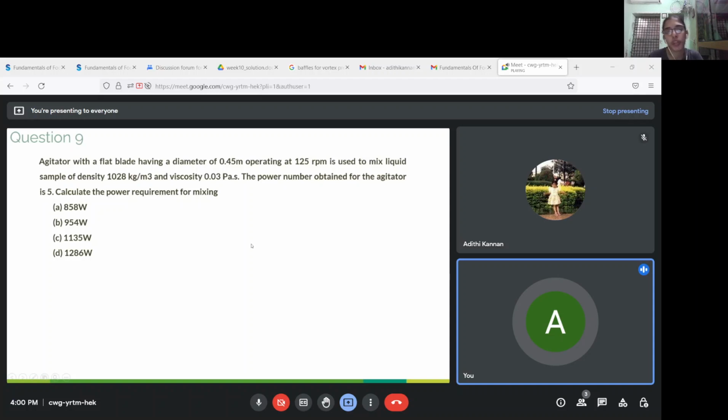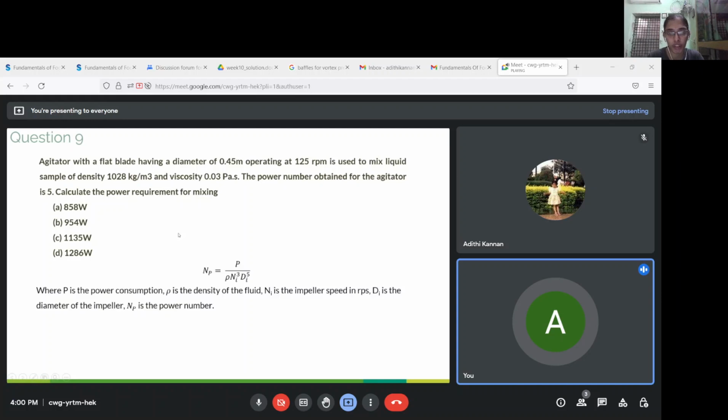So we discussed in the previous slides what a power number is. The power number relates your power requirement for mixing to the operating variables that you have. The diameter of the impeller is 0.45 meter, the speed at which you're rotating is 125 rpm, the density and the viscosity of the fluid are given, and you also have the power number. So from there, using the power number equation, you can calculate the power requirement for mixing.